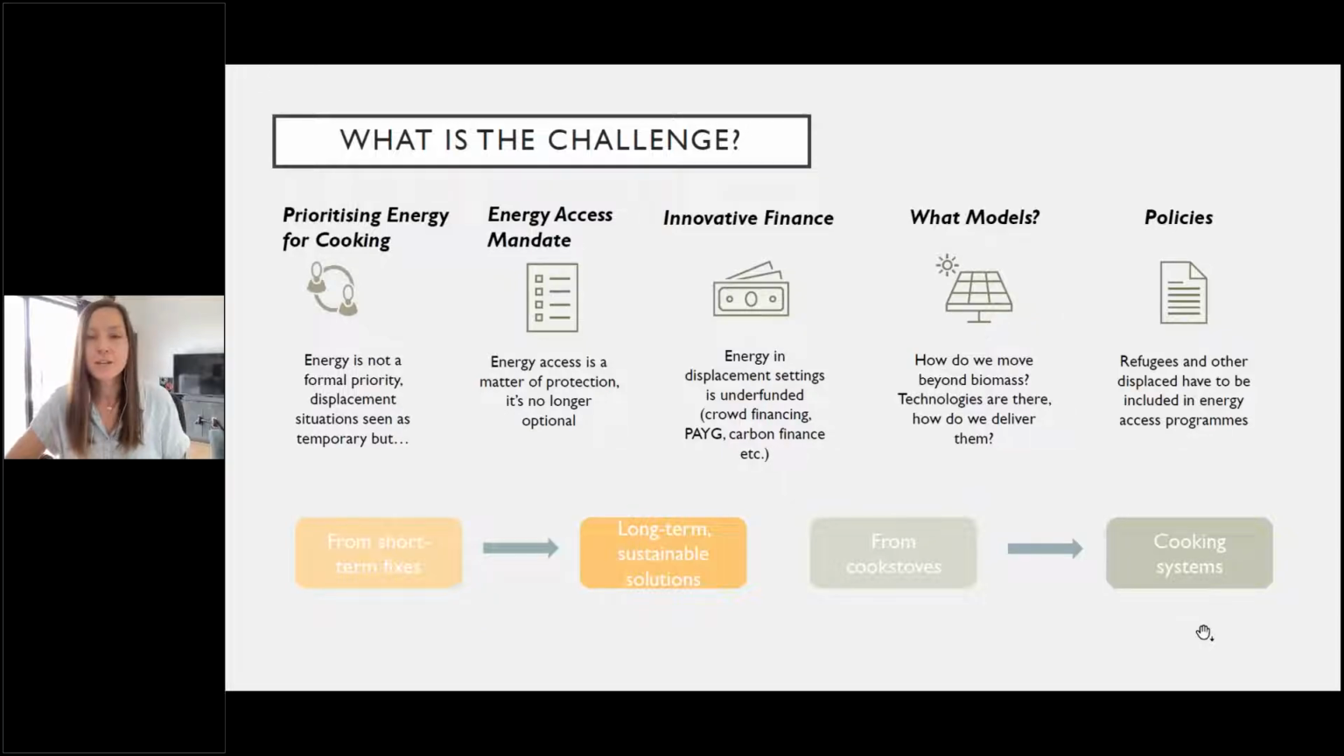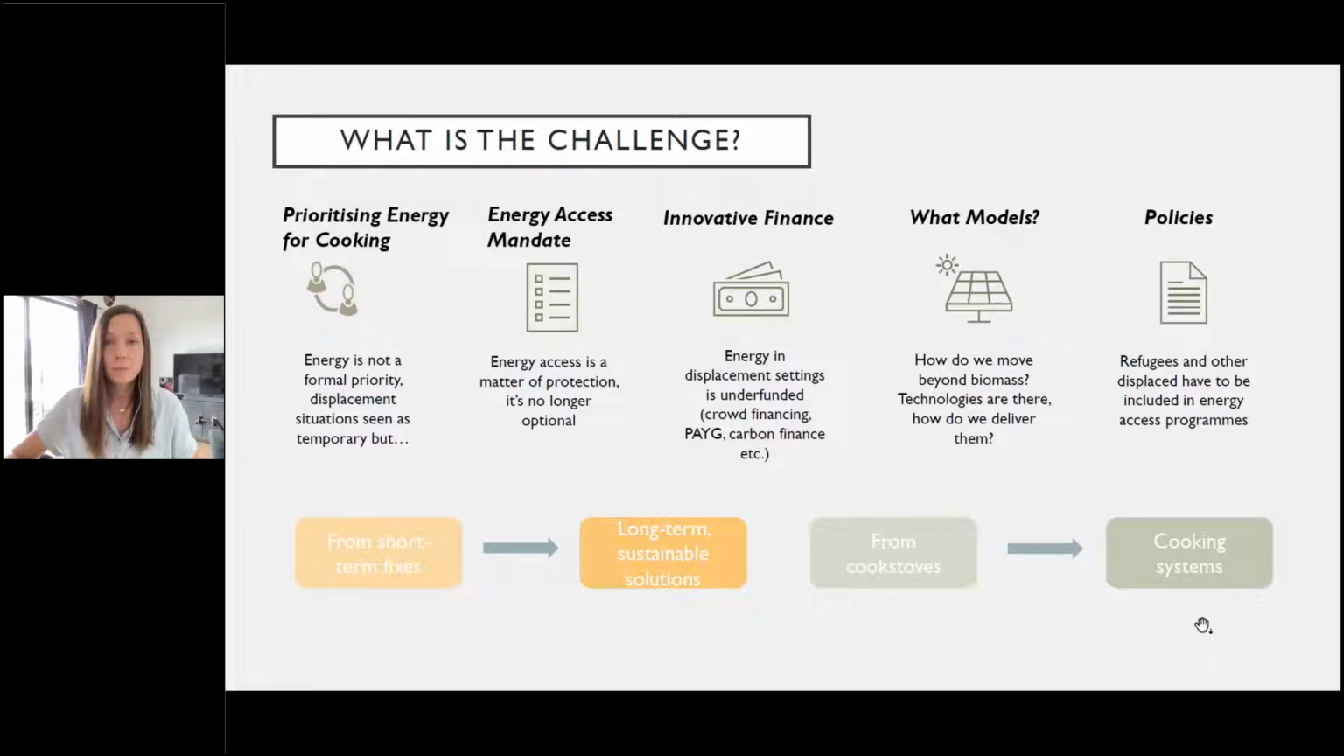What are some of the main challenges that we identified? First of all, prioritizing energy for cooking in displacement settings. This is not necessarily something that is always considered, and certainly there's more to be done by different stakeholders, and I'll come back to that. Energy access is a mandate for UNHCR in particular. It's a matter of protection. It's no longer a choice. It's something that has to be done to ensure that the displaced get the necessary protection in all different circumstances, and energy access is one of those factors.